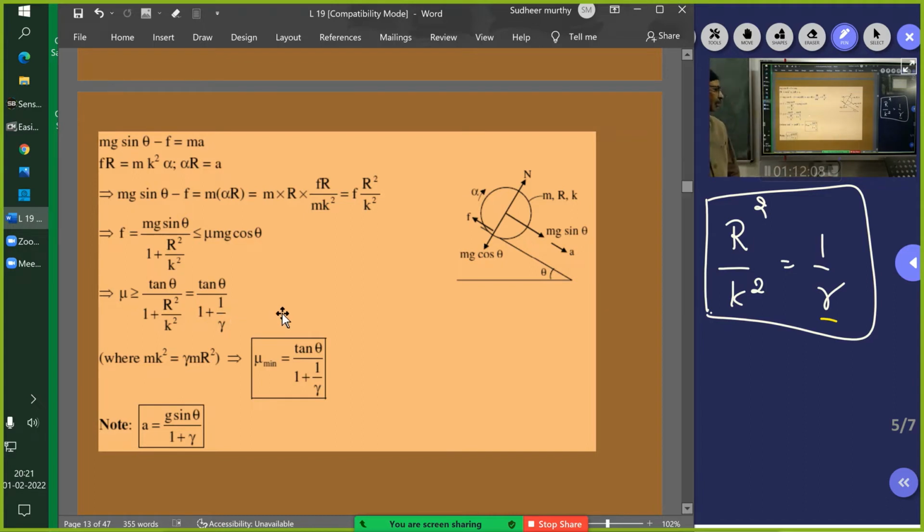Okay? So what is gamma, sir? See, it is the ratio of k square by r square. So this will be very useful, because you don't have to say whether it is a disk or a ring and all that. You just put that gamma. M k square is equal to gamma m r square. That's very easy. This is for a round object or any object.